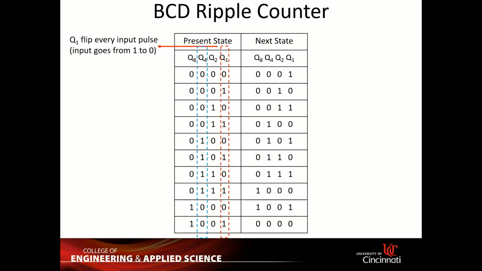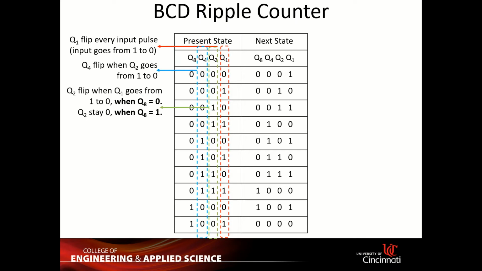The second one is also the same. Now you examine Q4, and I will talk about Q2 and Q8 later because they have some exceptions. Q4 is similar to Q1 because Q4 flips when Q2, which is the previous flip-flop, goes from 1 to 0. Okay, these two are easy. Now it's the hard one.